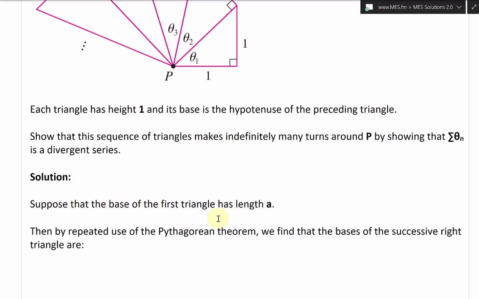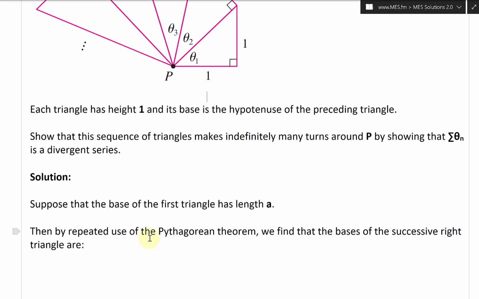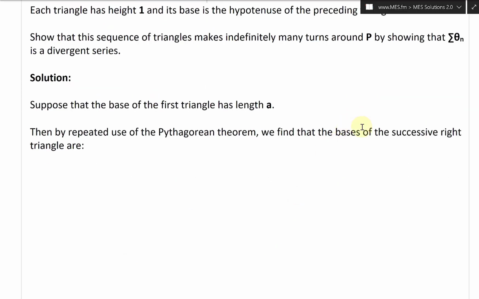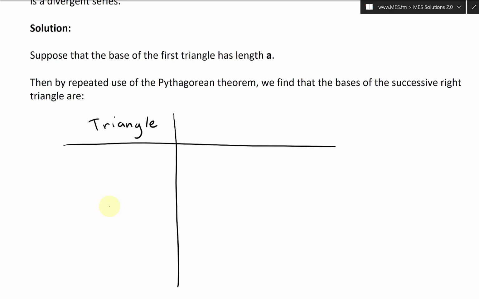So suppose that the base of the first triangle has length A. So let's say instead of 1, it's A. And then by repeated use of the Pythagorean Theorem, we find the bases of the successive right-angled triangles. Alright, so let's start here. Let's make a table. We have the triangle number, and then this is our base. The base is the hypotenuse of the preceding triangle.